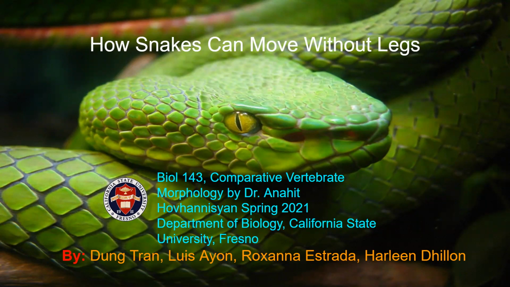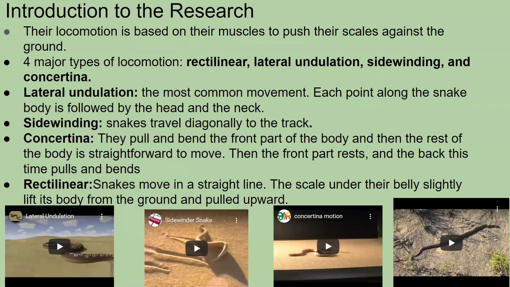So this project is designed for educational purposes, to allow kids to be more involved in outside activity. Our target group is around 7 to 10 years old. So let's talk about snakes. There are four major types of locomotion: rectilinear, lateral undulation, sidewinding, and concertina.